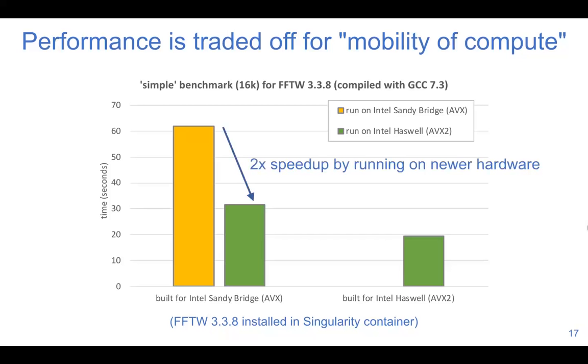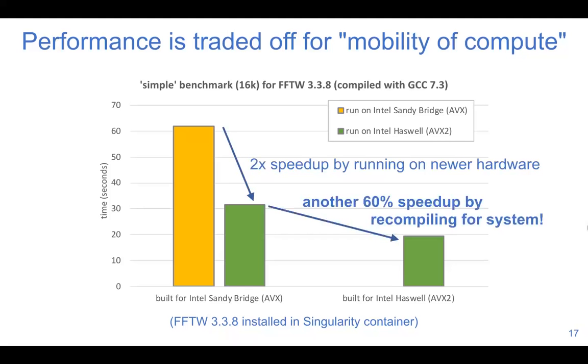That's very good. But then if you look a bit closer, if you rebuild the container for the architecture you're actually running on, you see another 60% speedup. Now, if you just use the existing container you have, you will get a lot of speedup and you'll say, yes, this new system is really doing well. But if you make a little bit more effort, you can get a lot more performance from the same system. So if you're just blindly using the containers you have, you may be losing a lot of performance, and that's an important thing to realize.